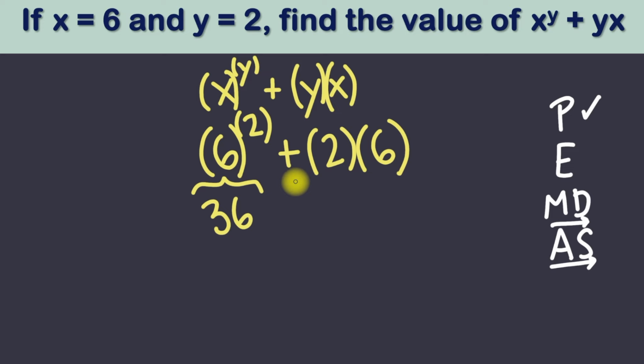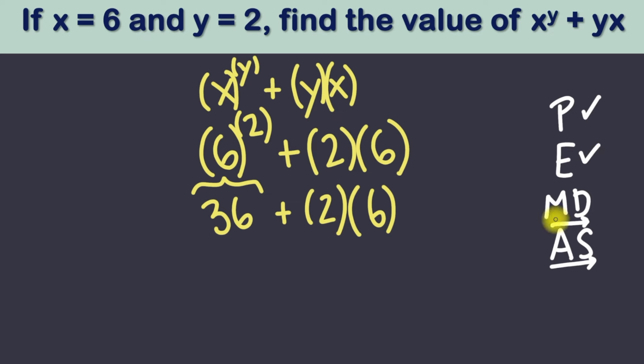Next, we'll bring down whatever we haven't used. Remember, we've already used this 6 and this exponent of 2 to get 36, but we haven't used this plus sign yet, or this 2, or this 6. Do you see any more exponents for us to evaluate? Nope. So we're through with step 2.